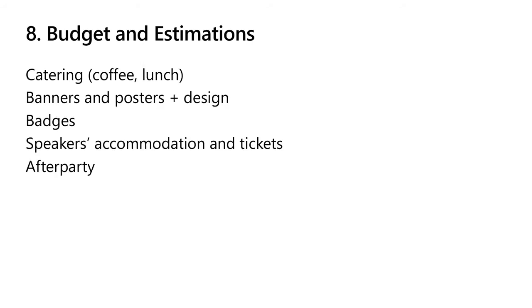Banners and posters. It depends if you have a designer or a company that can design. It's good to have some banners and posters at the conference. You can count about $50 to $100 per banner, so you need at least a couple of them. Badges. If you have budget for badges, it's nice to print them. If you don't, just order a pack of stickers and stick them to attendees.